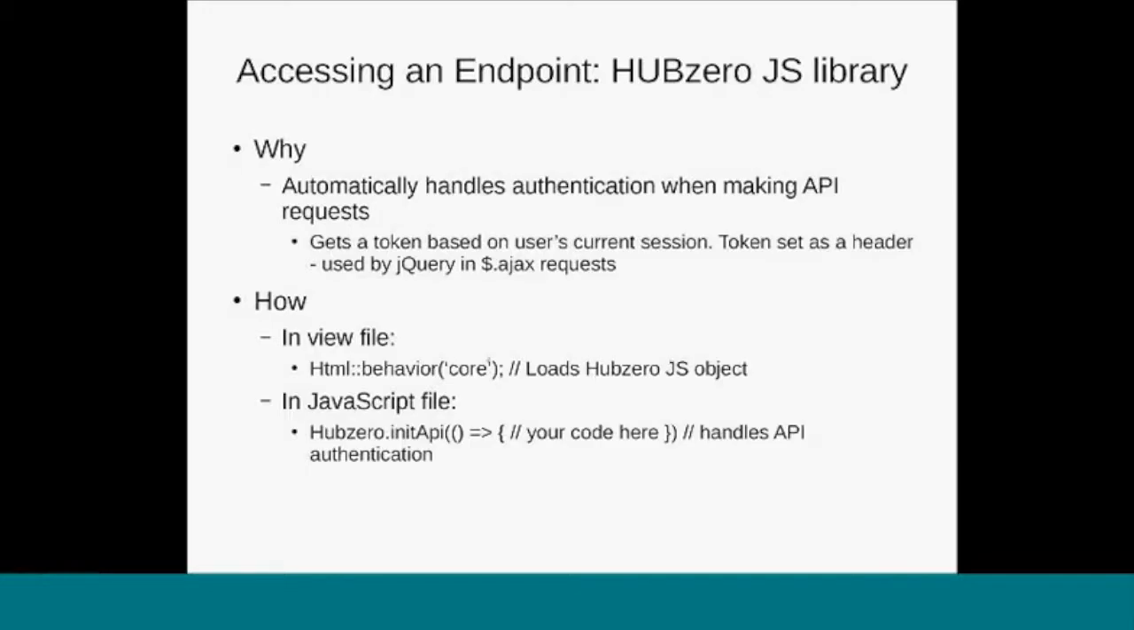Then in your JavaScript file where you're going to be making those requests to your API endpoint, you'll call initApi on the HUBzero JS object, and you'll pass that a callback with your code. And so this will handle the API authentication for you.